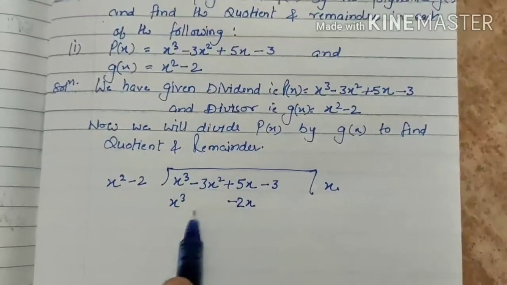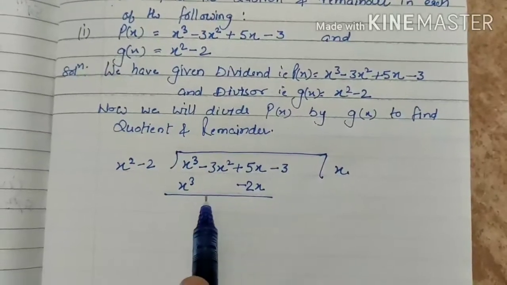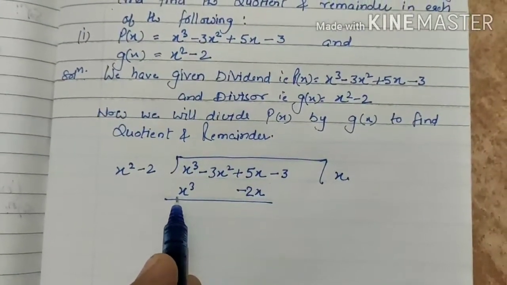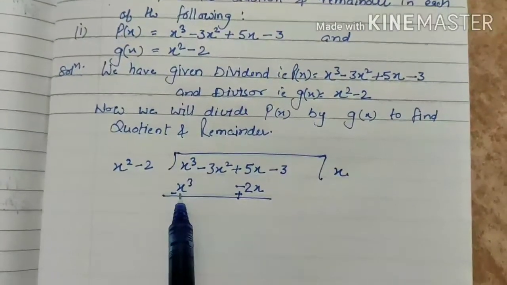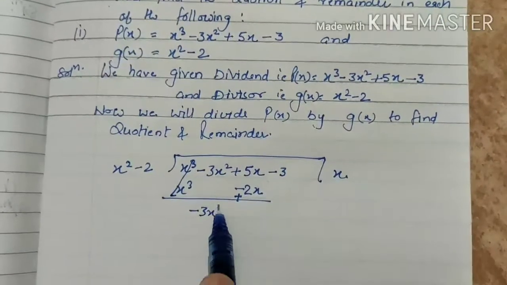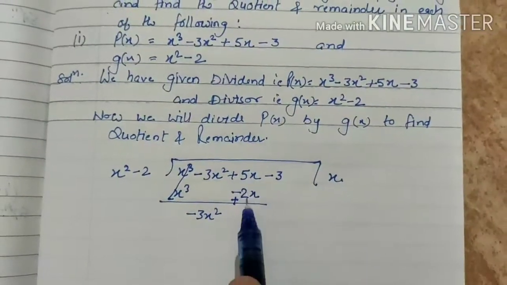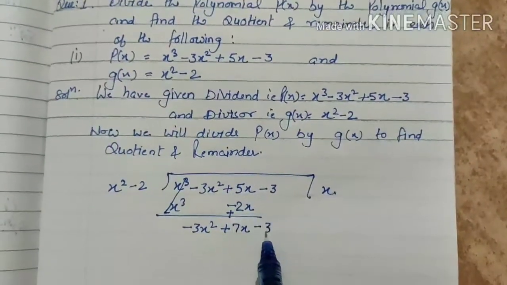So minus 2x. As we all know, the division is repeated subtraction, so sign will be changed. And this will be negative. So this x cube and minus x cube will be cancelled, and this will remain same. So minus 3x square, and here 5x plus 2x becomes plus 7x, and here it will be minus 3.